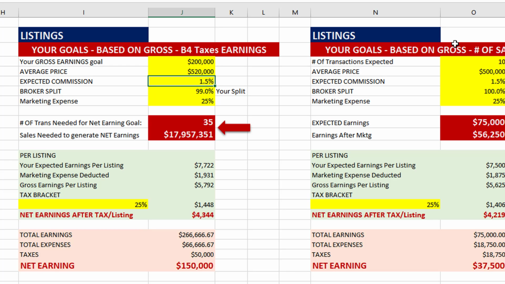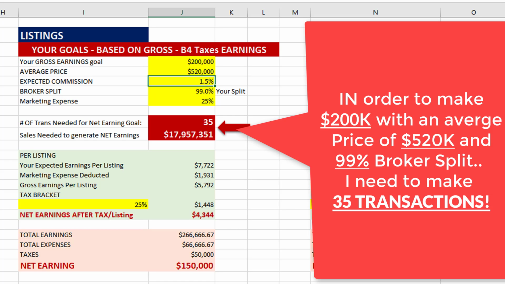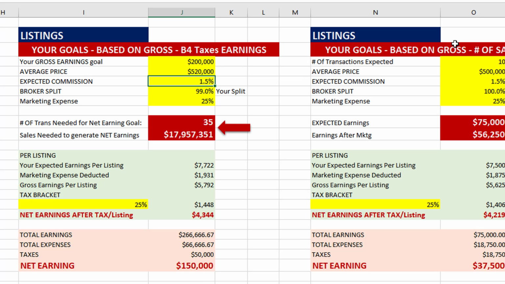So I am looking at net earnings of $150,000, with 35 transactions that need to take place and $17 million, almost $18 million in sales I need to do. Obviously the net earnings is after the tax bracket, so you need to take the tax, but this is the gross. So if I want to make $200,000, I'm looking at 35 transactions.